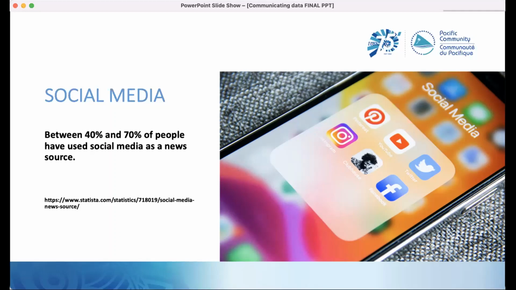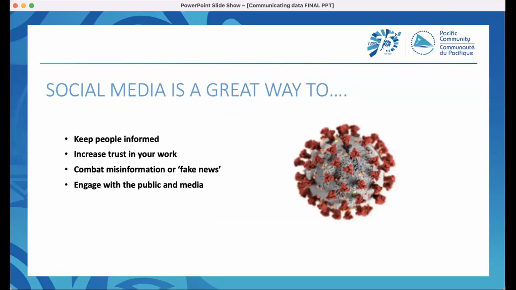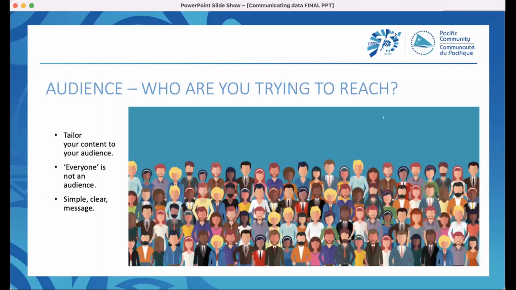But today I want to talk about the ways that social media can be used to keep people informed, increase trust in your work, which is extremely important, and combat misinformation or fake news, in inverted commas, by offering factual information from trusted sources. And of course, to engage with the media and the public.